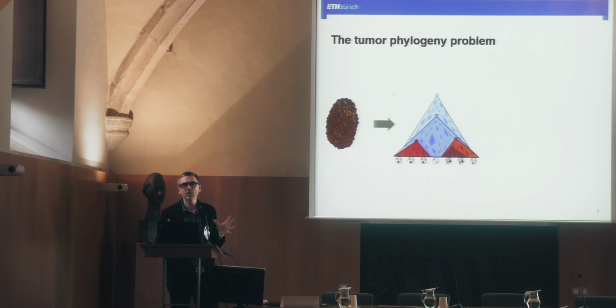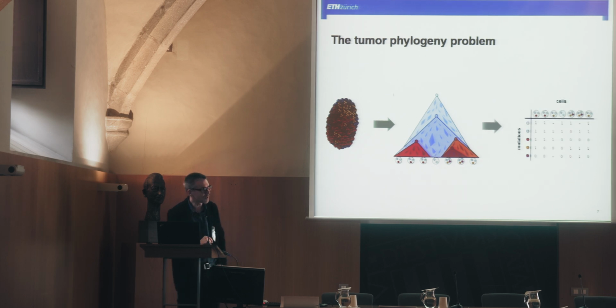And we are only interested for now in the single cell situation. So I'm taking a finite sample in the form of a finite number of cells that I'm obtaining at some point from the tumor. So the data looks like this. It's, let's say, almost a binary matrix where the rows are indexed by the mutations and the columns are indexed by the cells.